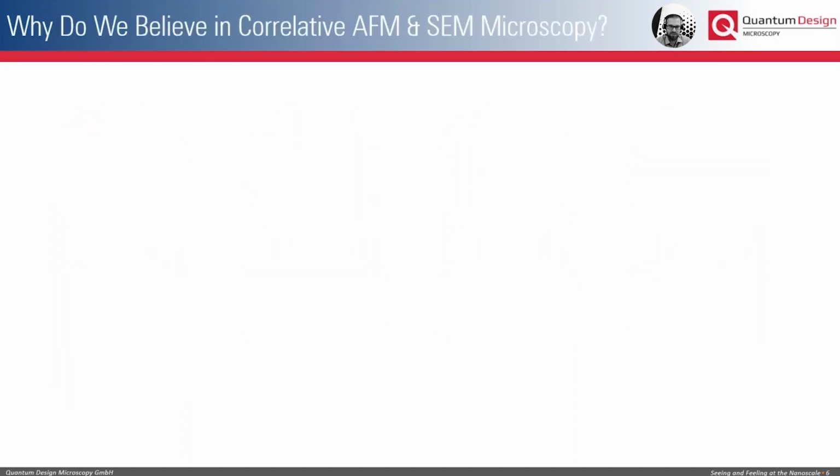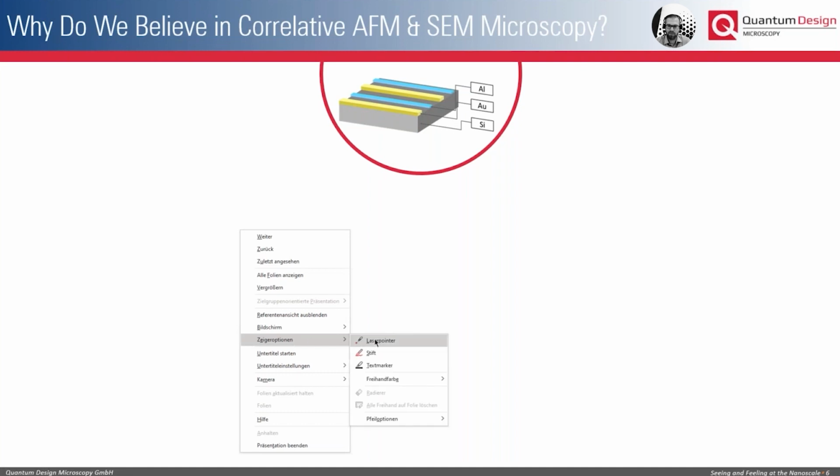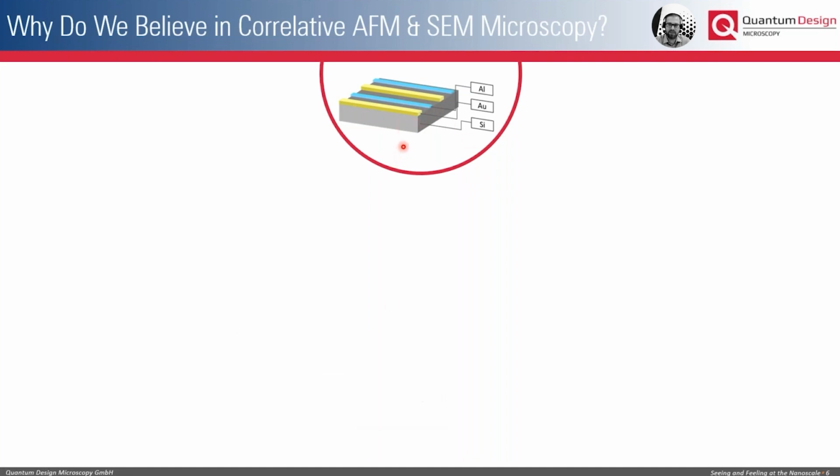But let's start with the motivation. Why do we believe in this correlative AFM and SEM microscopy approach? In order to highlight that, I want to start with a very easy sample that you can see here on the top, which is a silicon substrate that has two different types of electrodes. The yellow part are gold electrodes, and in between the gold electrodes, you have these blue aluminum electrodes.